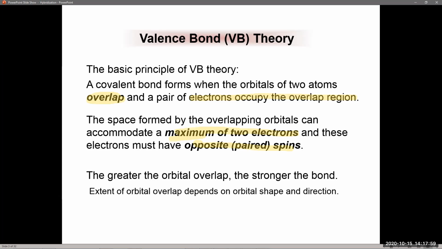And these electrons must have opposite spin pairs. So still, it's kind of like that box model. If we're talking about an orbital, that's still a highlighter. One second.